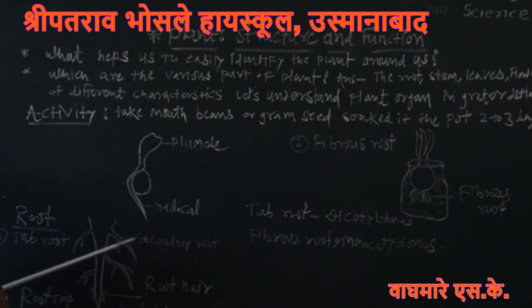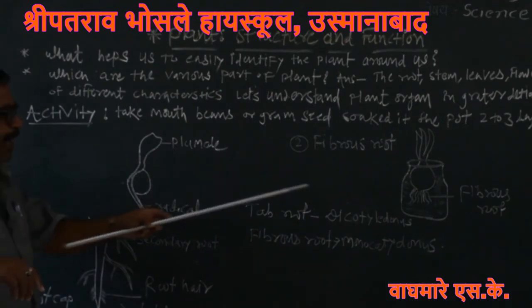They have the secondary roots and the root hairs. The root has secondary lateral roots because the taproot supports the plant body, anchoring the plant body. In that also, fibrous roots.